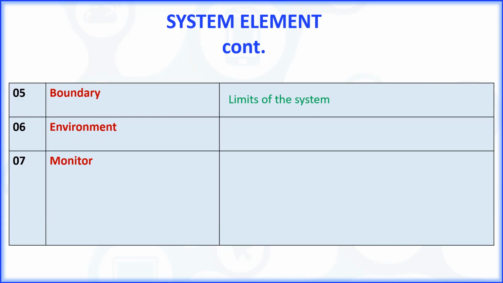I think you can remember the earlier diagram. The dotted red oval. This dotted red oval is the boundary. Limit of the system. Boundary defines the limit of the system. Then if you consider the university system, try to identify what the limits are. What is the boundary?